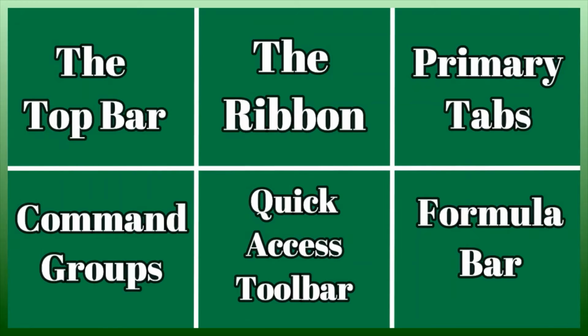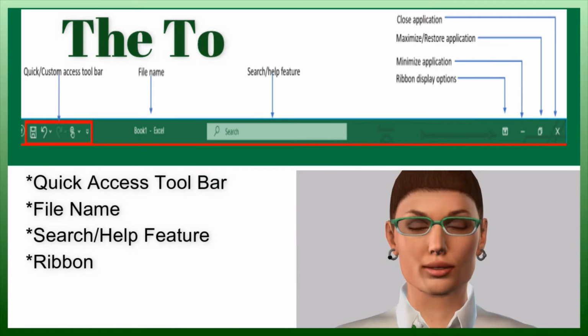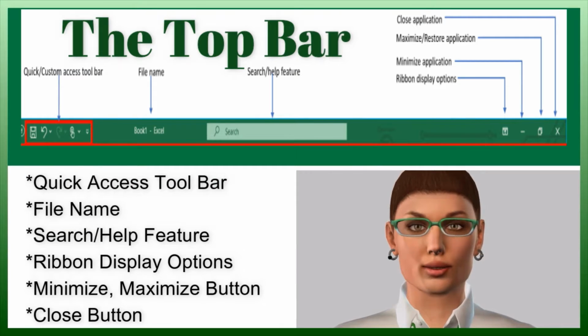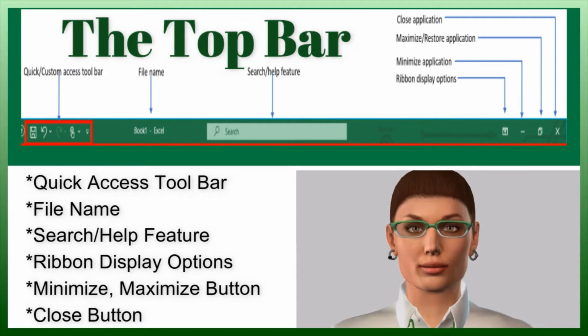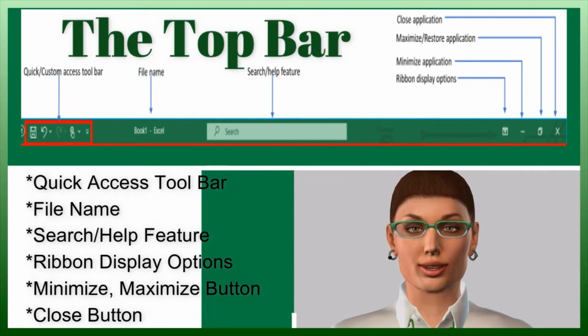Today's agenda will cover the top bar, the ribbon, the primary tabs, the command groups, the quick access toolbar, and the formula bar. Located on the top bar are the quick access toolbar, the file name, the search help feature, the ribbon display options, the minimize button, the maximize restore down button, and the close button.